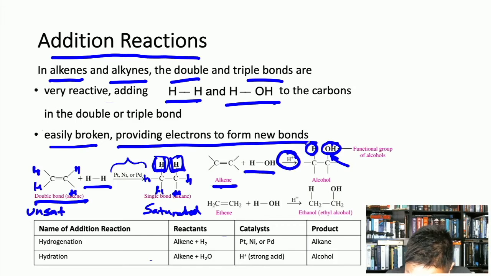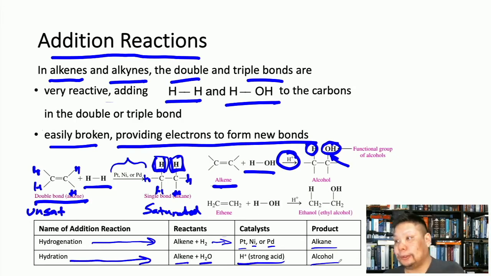So here's a quick little review or summary. In a hydrogenation reaction, an alkene plus hydrogen gas with a catalyst, platinum, nickel, or palladium, will give you an alkane. In a hydration reaction, an alkene plus water in some strong acid will give you an alcohol. Make sure you know that.